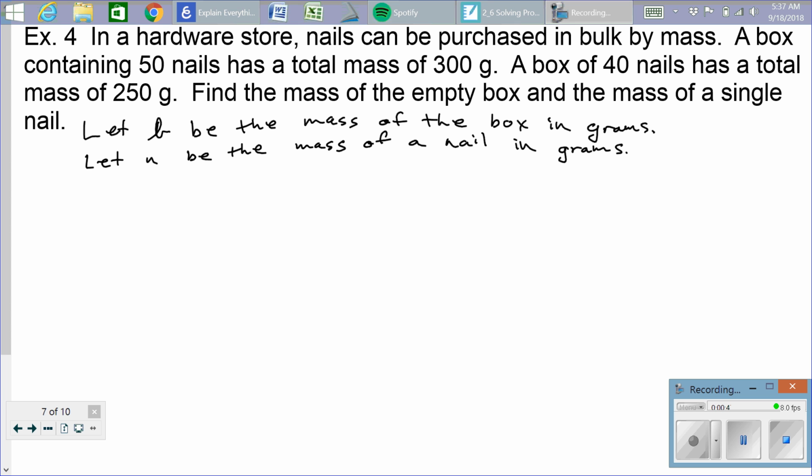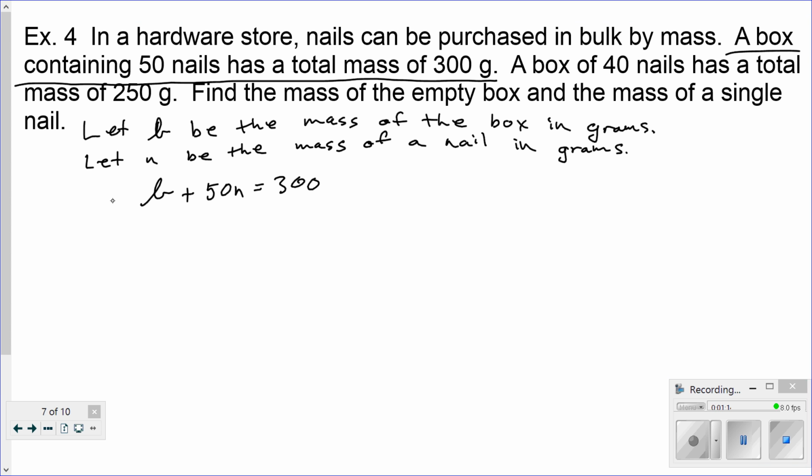And now that we've done that, we have to come up with our first equation. It says here that the first box of 50 nails has a total mass of 300 grams. So let's set that in. We have B for the box and 50N for the mass of 50 nails is going to be equal to 300. And we'll call that equation 1.